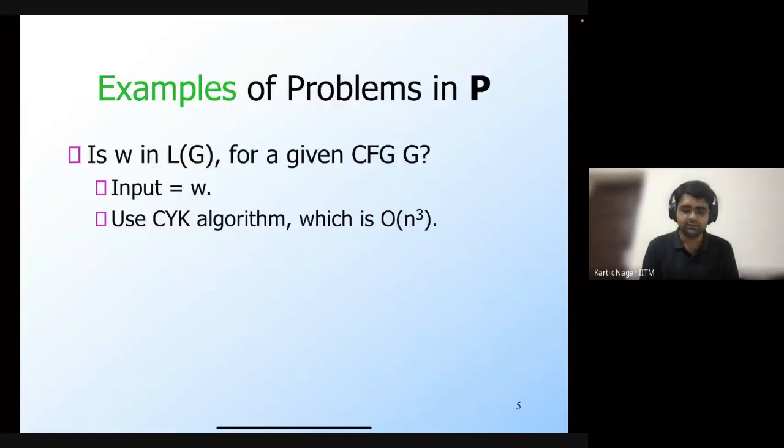So what are some examples of problems in P? We have already seen one in our course itself, which is the CYK algorithm, which basically solves the membership problem for context-free grammars. Is w in L(G) for a given context-free grammar G? We saw that the CYK algorithm's running time is order of n cubed, where n is the length of the word.